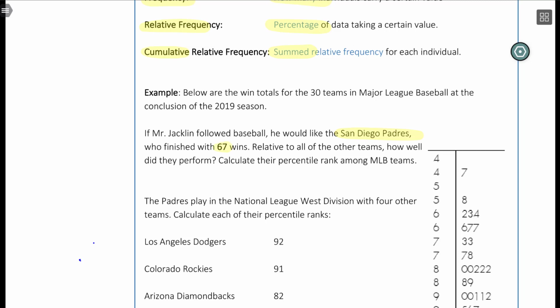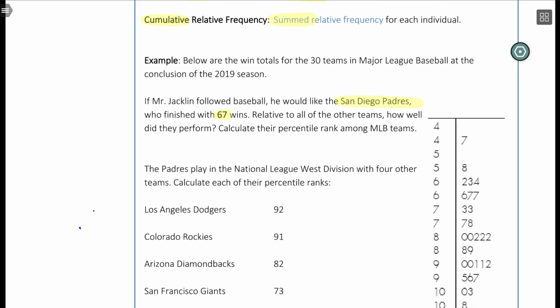Now, again, I don't particularly follow baseball, so I have no idea if that's really very good. What I can do is, instead of looking at their total number of wins or their win percentage, I want to see where they stand relative to everybody else that played baseball. So relative to all other teams, how well did they perform? Let's calculate their percentile rank among MLB teams. Looking at this stem and leaf plot, we can see that in my stem of 60, there are two teams here that had 67 wins.